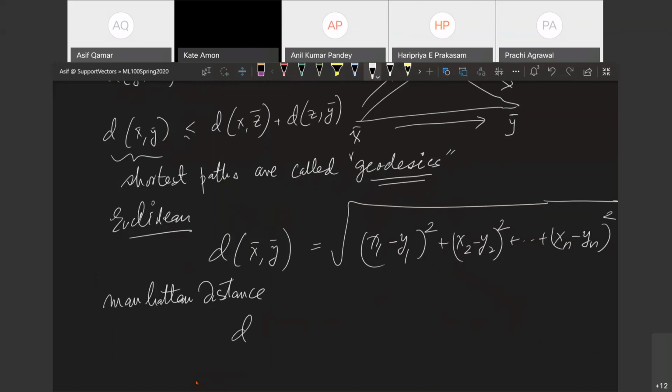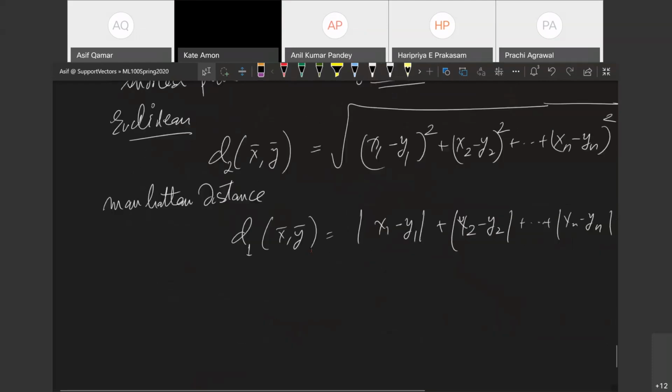Manhattan distance, this is often called the D1 distance. The D1 distance between x and y is equal to, what is it? The absolute value of x1 minus y1, plus the absolute value of x2 minus y2, plus and so on up to the absolute value of xn minus yn, right? So this is the Manhattan distance.